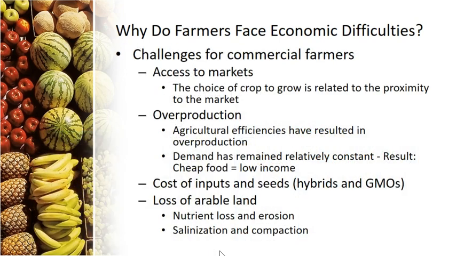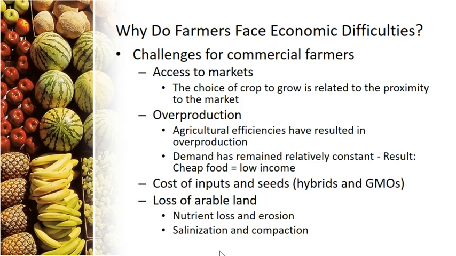And then what about commercial farmers? Commercial farmers have economic difficulties as well. Access to markets. Going back to that von Thunen model, your choice of crop is going to be related to the proximity to the market. How close are you to the market? What's going to be the best crop for you to grow?